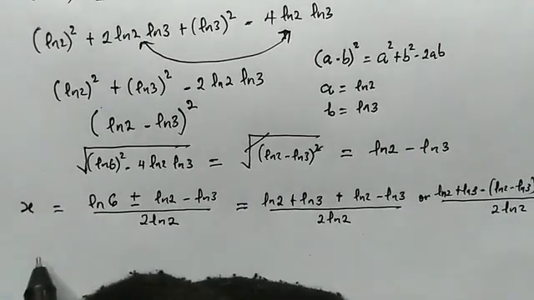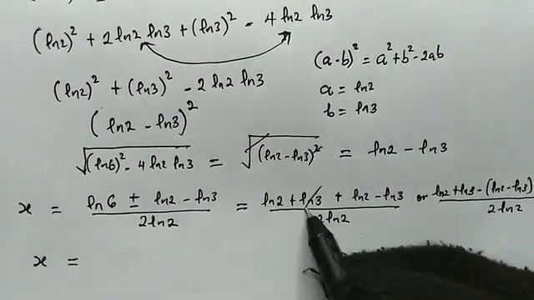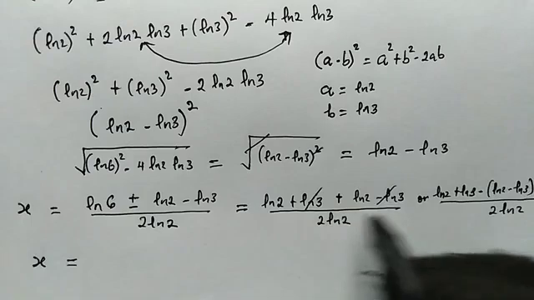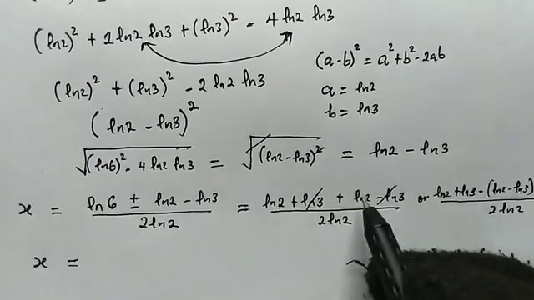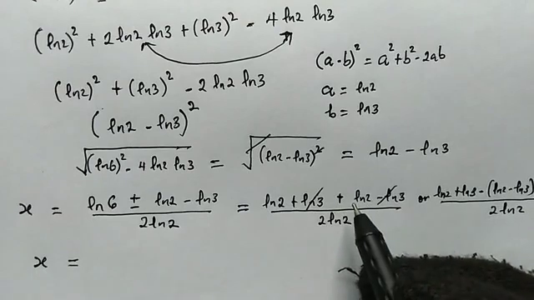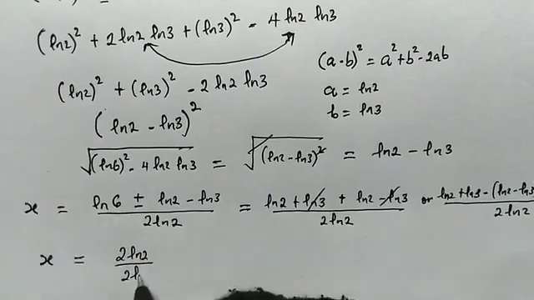Okay, so from here we have x is equal to, now, this cancels this from here. That is, the natural log of 3 minus the natural log of 3 is 0. And we have the natural log of 2 plus the natural log of 2, which is 2 natural log of 2, right? So 2 natural log of 2, then divided by 2 natural log of 2.